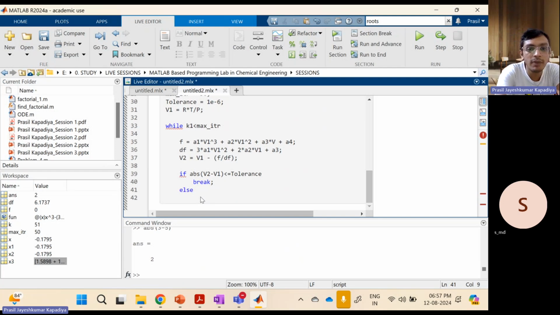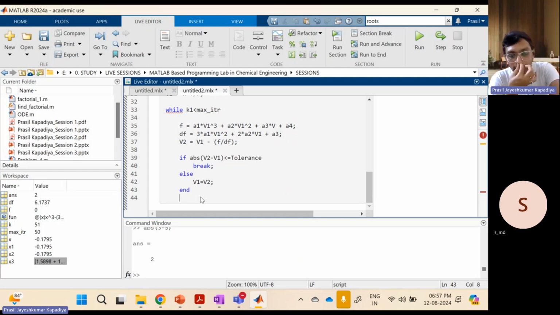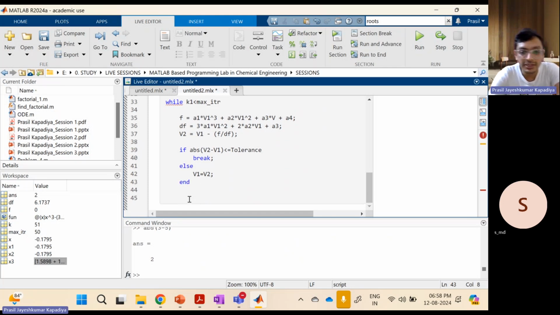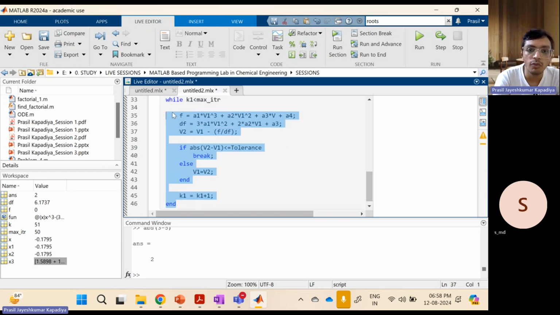Else, what will happen? My value of V2 will be assigned to V1. Correct? And I need to put one end for this loop. Okay. Then what I need to do? This end loop is over. But I need to increase my K also, right? To go for the next iteration. So I will write K1 is equal to K1 plus 1. So that will be my K1. And I will put one end here. And let's do one thing. Let's go for smart indent.